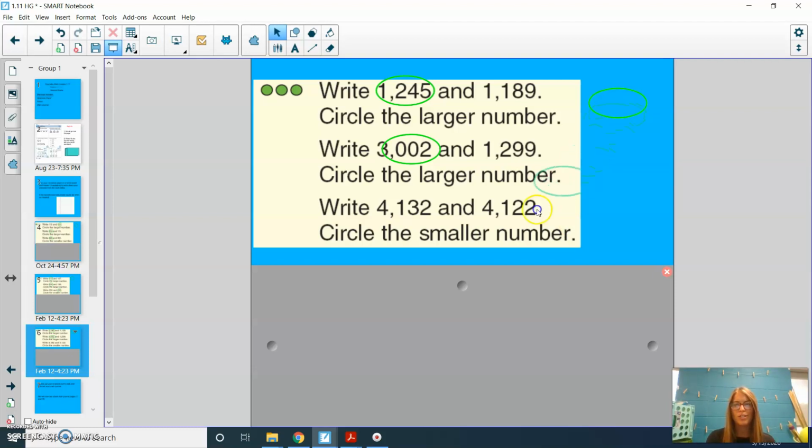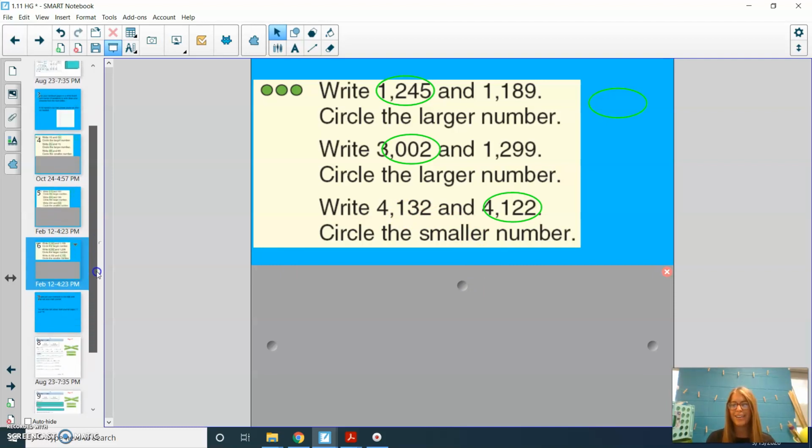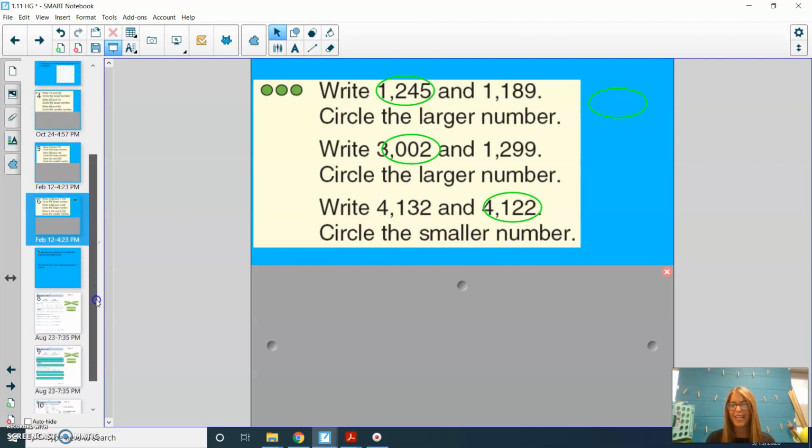And the number you would have circled would have been 4,122 because that number is smaller than 4,132. If you want more practice with this, you can practice comparing more numbers, either tens, hundreds, or even thousands.